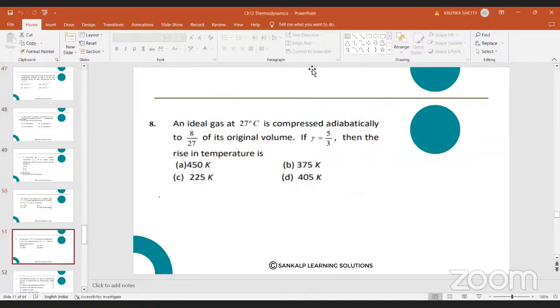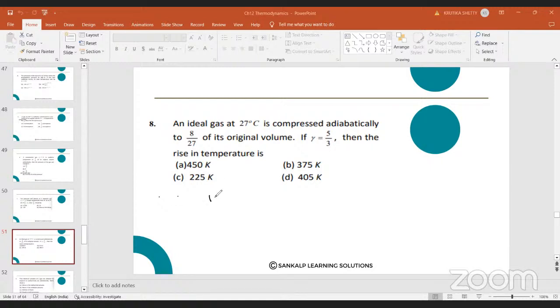An ideal gas at 27 degrees Celsius is compressed adiabatically to 8 by 27 of its original volume. If gamma is equal to 5/3, then the rise in temperature is? Have you read the question? Before this, you have seen the relation using pressure and volume. Now the relation is for temperature and volume. How are we going to get it?